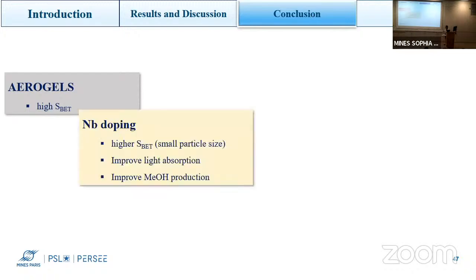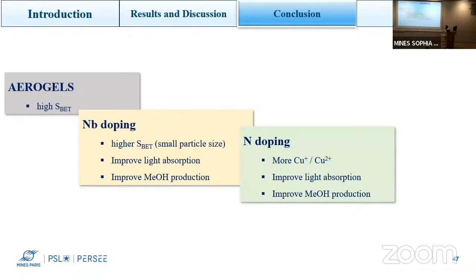And then the conclusion of all my work. From the aerogel, we take advantage of it: we can obtain high SBET catalysts, and with niobium doping, we get even higher SBET because it decreased the particle size. Niobium doping also improves the light absorption and the methanol production. And with nitrogen doping, we get more Cu1.